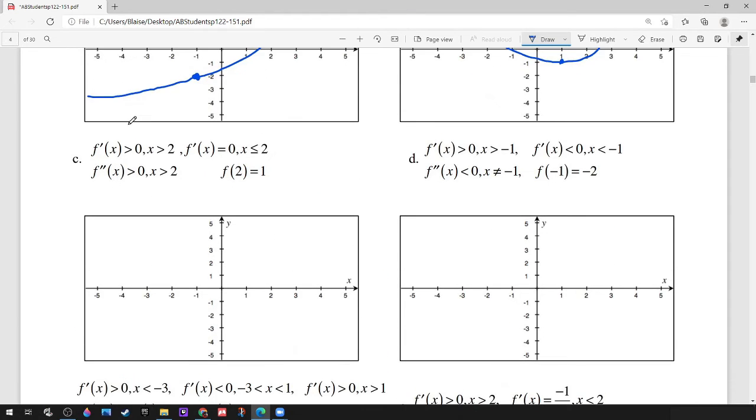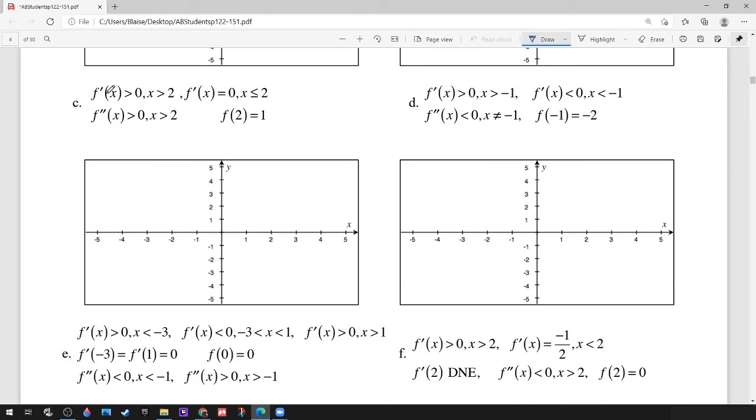All right, so for our next one, let's see, f prime is greater than 0 when x is greater than 2. Oh, interesting. It says f prime is 0 when x is less than or equal to 2. So our slopes all the way over here are 0. Just pretend with me: 0, 0, 0, 0. So it's going to be completely flat, and then it's going to go up after.